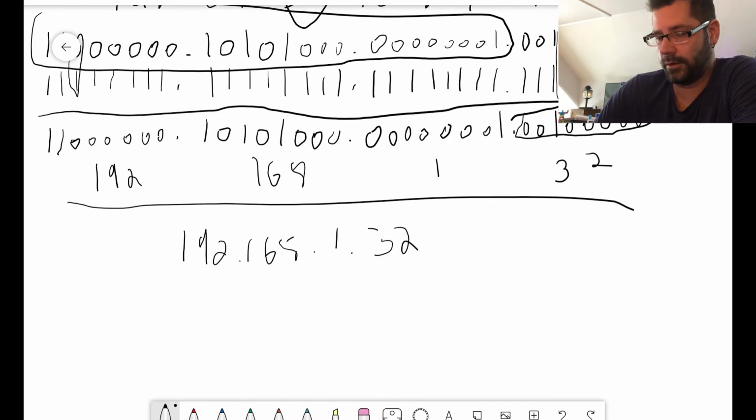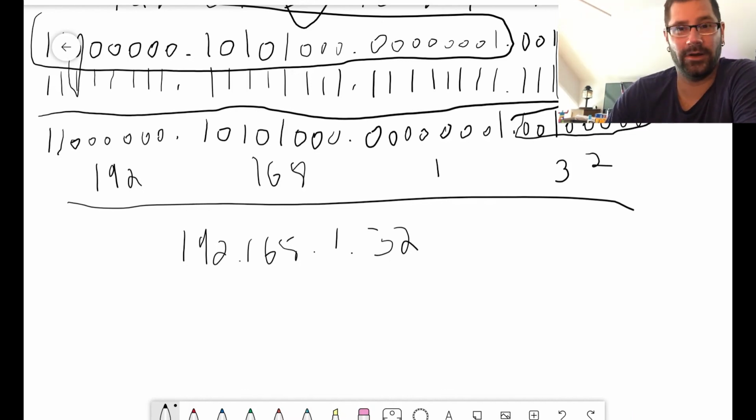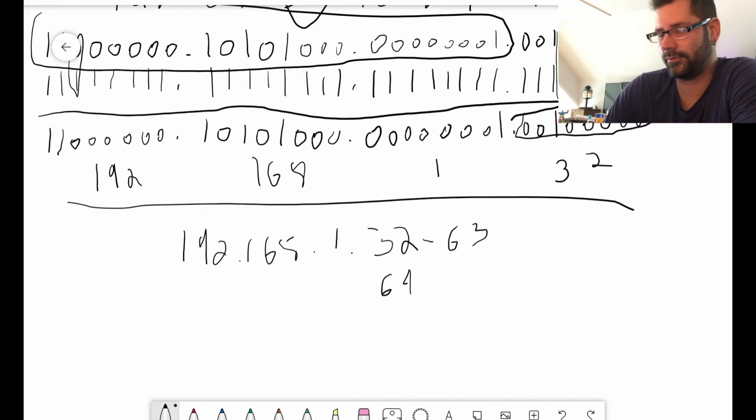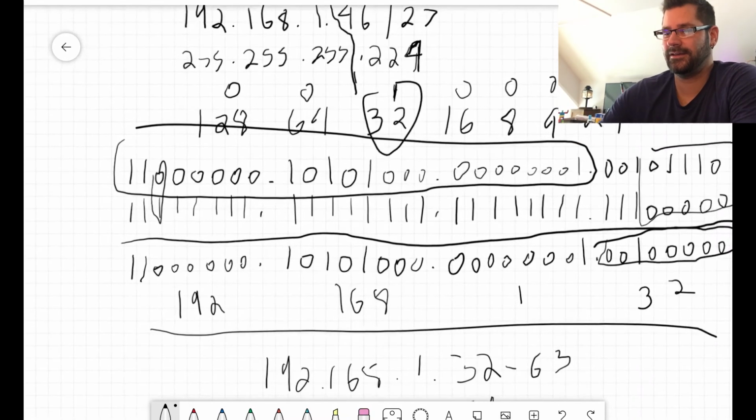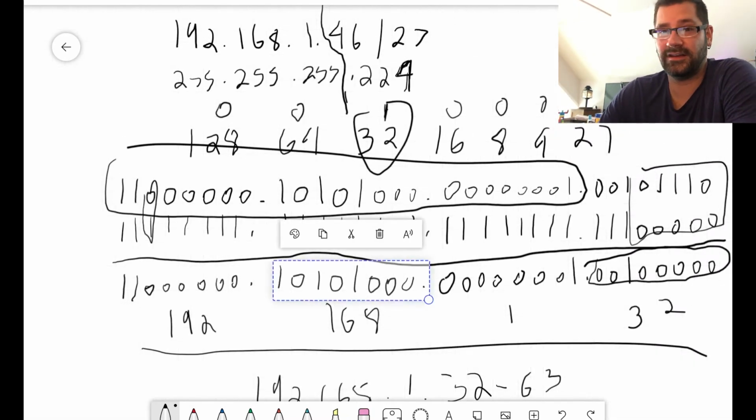This looks horrible. So 192.168.1.32 is the network ID. And then, of course, if you want to find the broadcast, whatever the increment is, it's 32. So 64 would be the next. So 32 through 63. And that is it. I really hope this was easy enough to understand.